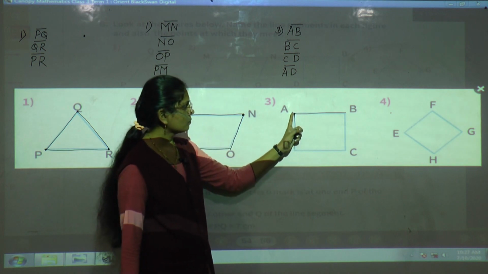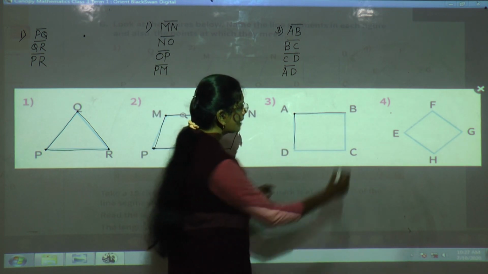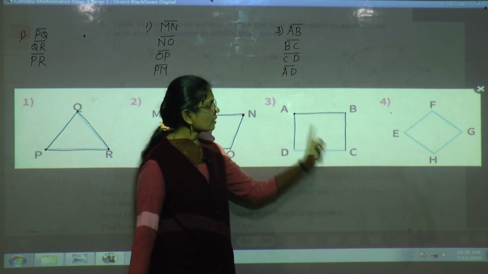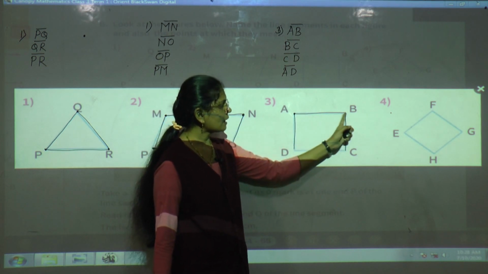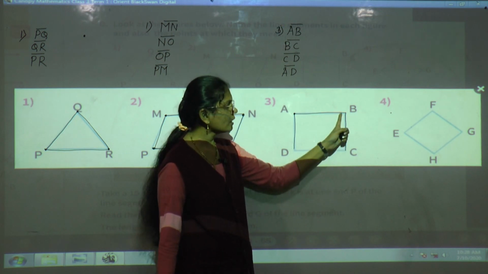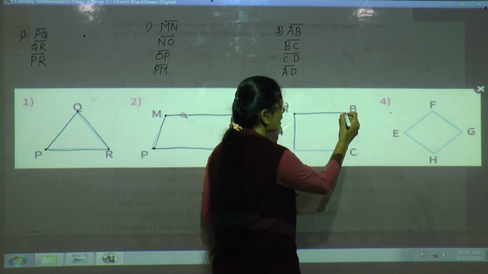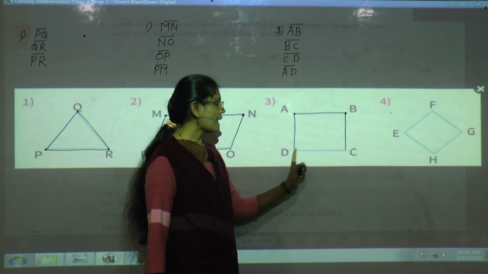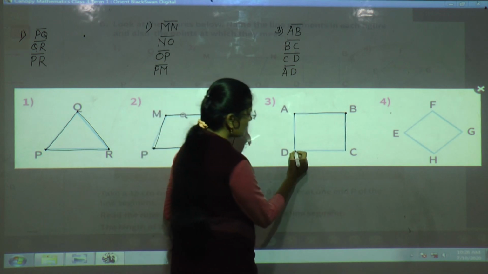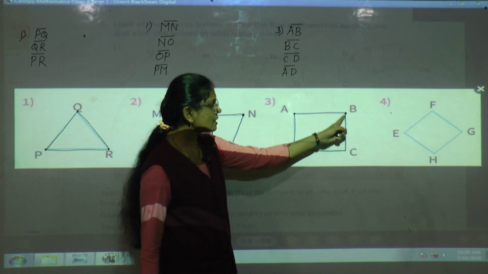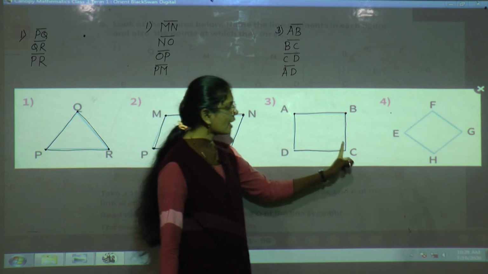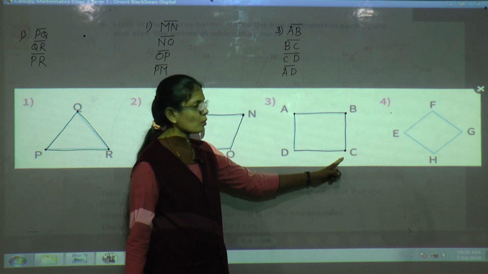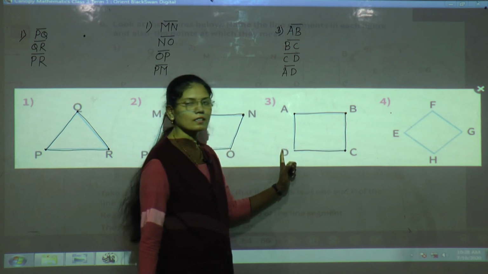Now see the other line segments AB and BC. Line segment AB and BC can meet at point B. So this is the midpoint. Now see the line segments BC and CD. BC and CD, these two line segments can meet at point C. So point C is the midpoint of line segment BC and CD.